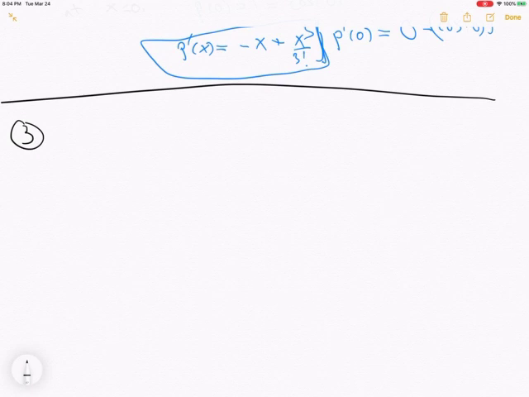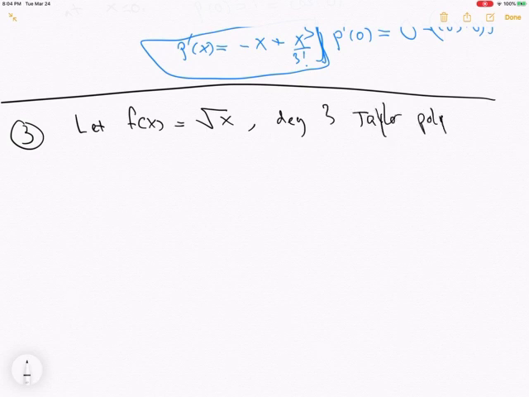So let's do one more example. Let f of x be equal to the square root function, and let's find the degree 3 Taylor polynomial centered at x equals 1. So to do this, we have to calculate.